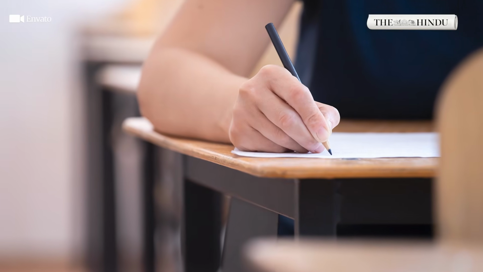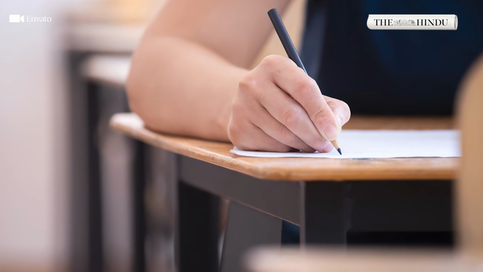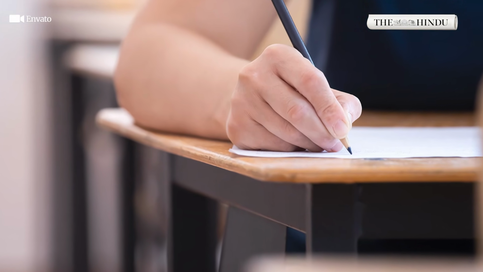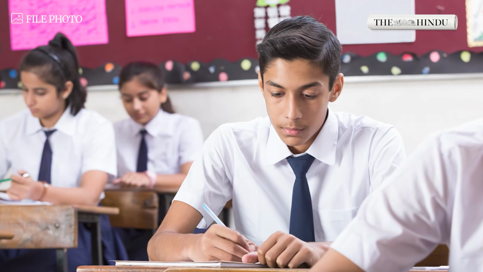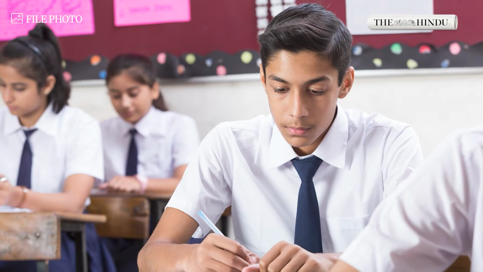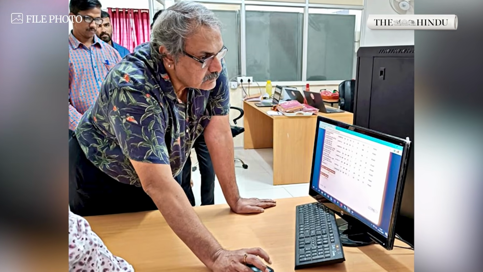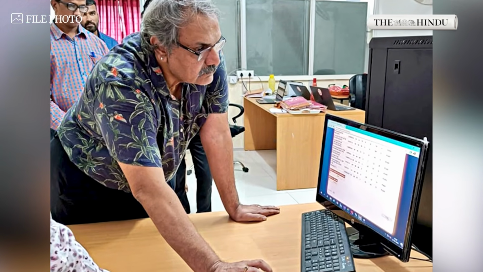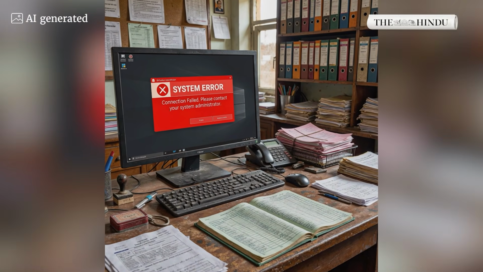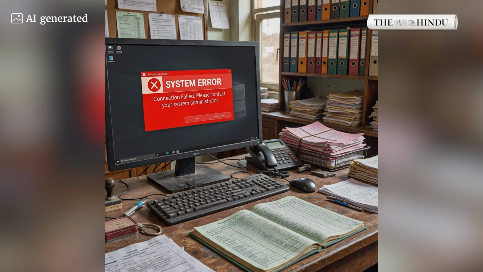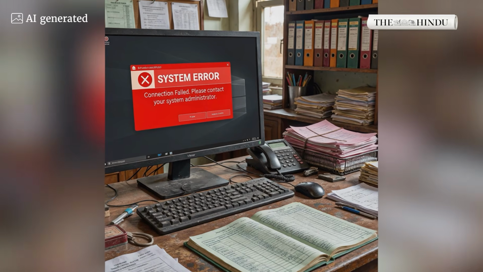What if the answer sheet you spent an entire year preparing for wasn't even evaluated properly? Not because you wrote the wrong answer, not because the paper was too difficult, but because somewhere between scanning, uploading, servers crashing, blurry pages, payment failures, and software glitches, the system itself may have failed you.